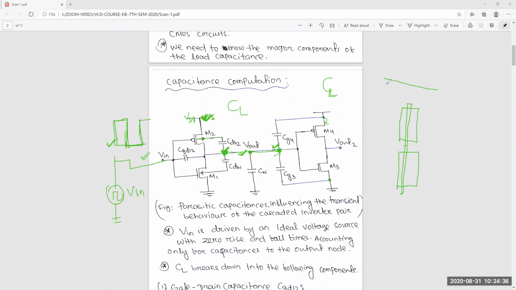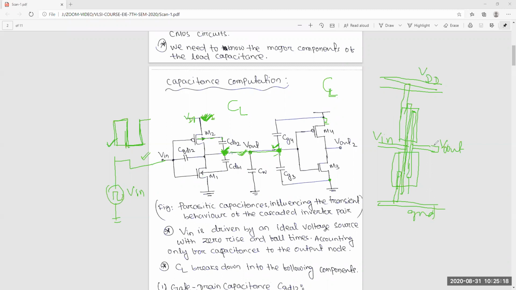So this is your VDD. This is your PMOS source. This is your NMOS source, this is ground, and this is your drain. These two terminals are connected, so this is your output, V out. This is your V in, this is VDD, this is ground.